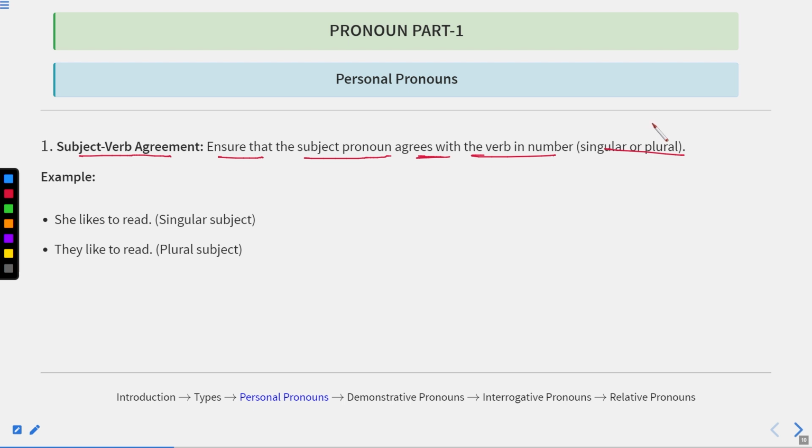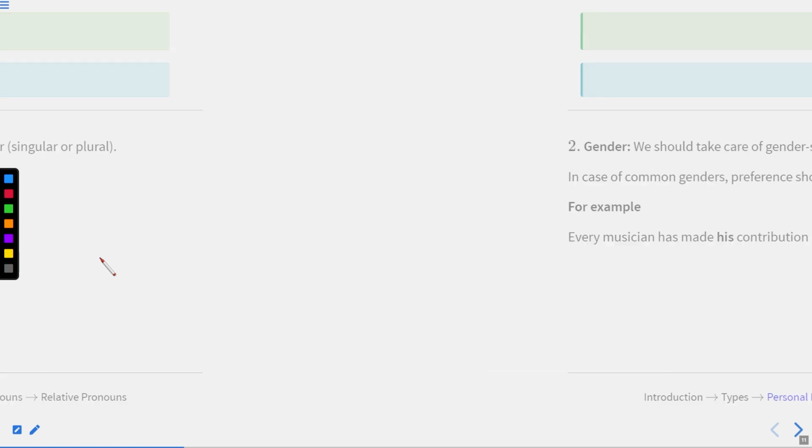For example, if "she" is written in the sentence, the correct sentence is "she is good". But if I say "they", then "they" should be followed by "are". For example, "they are good". "She likes to read": she is a singular subject, and I have used the word likes, which is a singular verb, because whenever we add s to a verb, it converts it into a singular verb. "They like to read": they is a plural pronoun, and after that I have written like, which is the plural verb, and we have used this according to the subject. Now let us move to the next one.